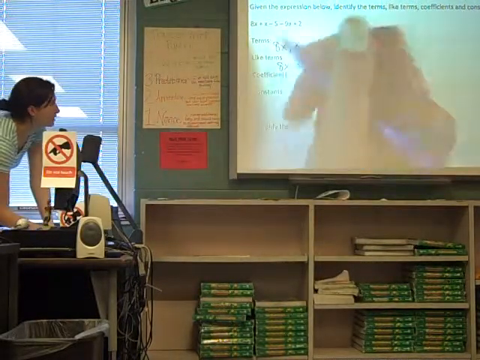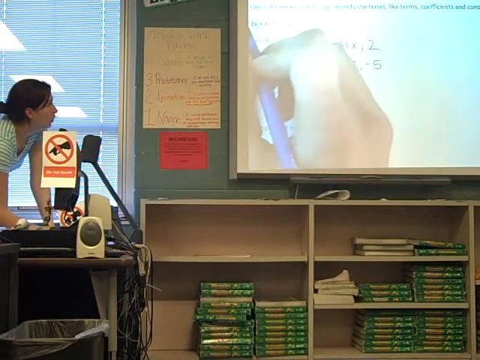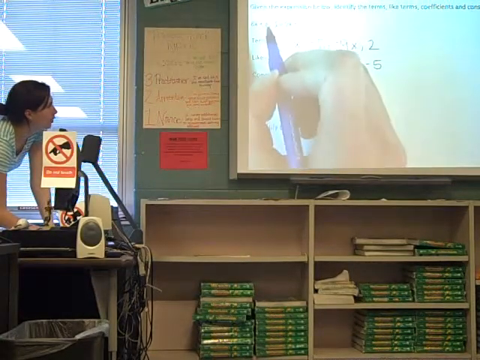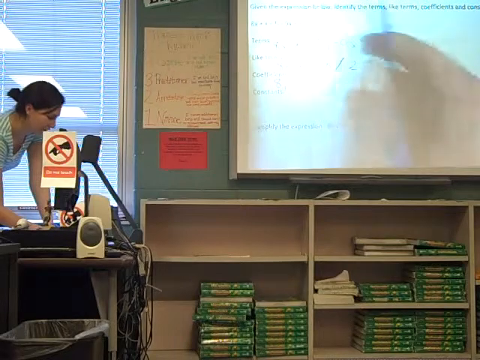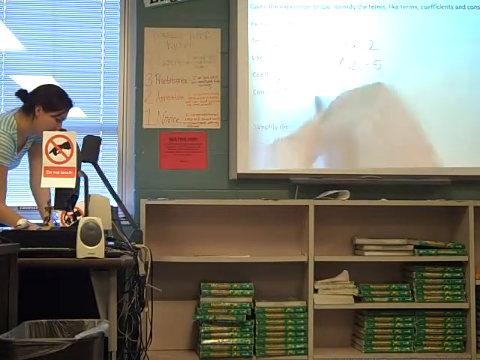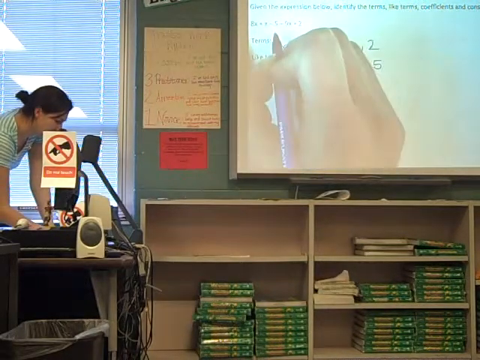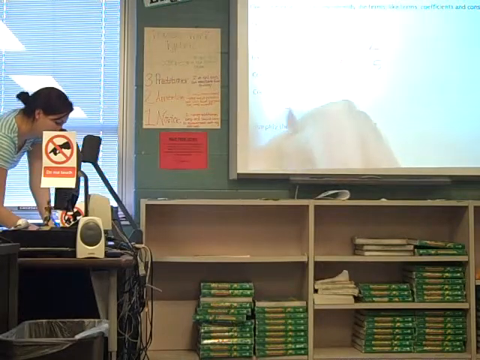So always go back to this original expression. The coefficient here is going to be 8. What's the coefficient here? 1. Okay, thank you. And then negative 9. And my constants are negative 5 and 2.